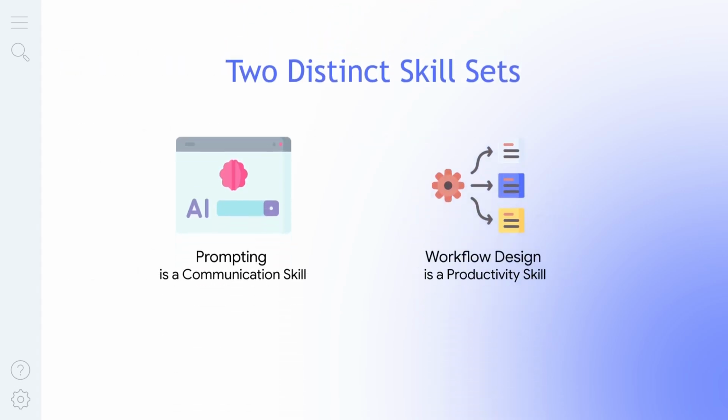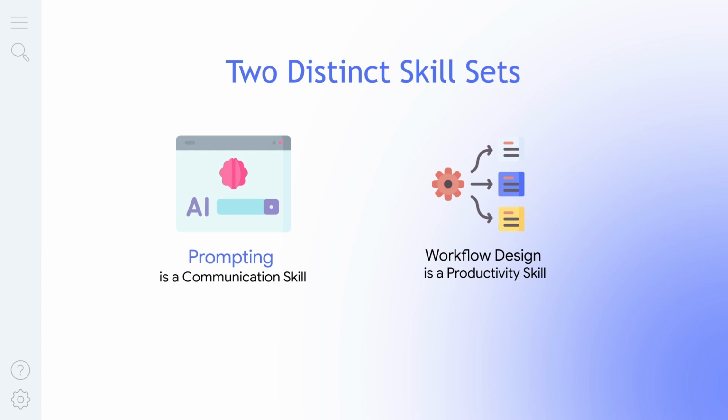We can put it this way. Prompting is a communication skill. It's about expressing what you want clearly. Workflow design is a productivity skill. It's about organizing a task so that the right work happens at the right step by the right party.